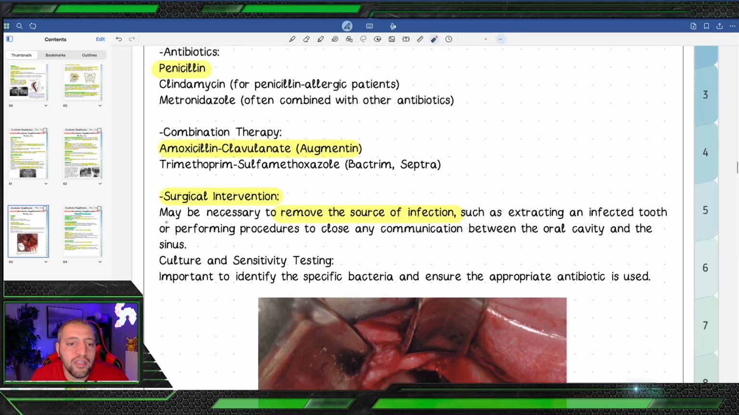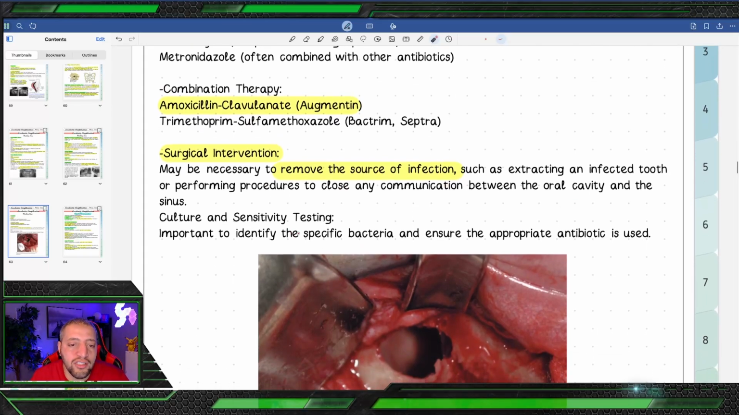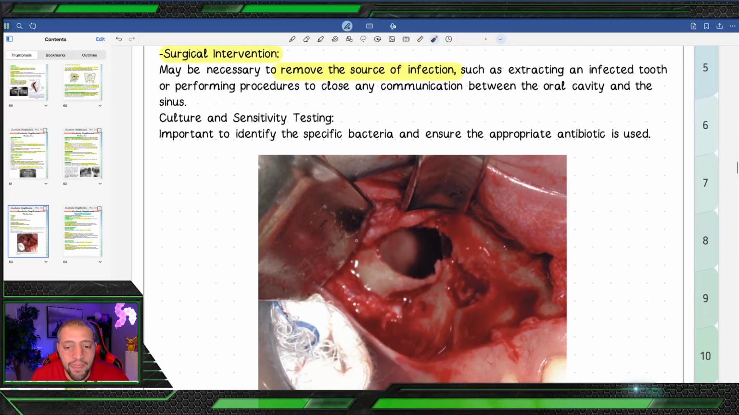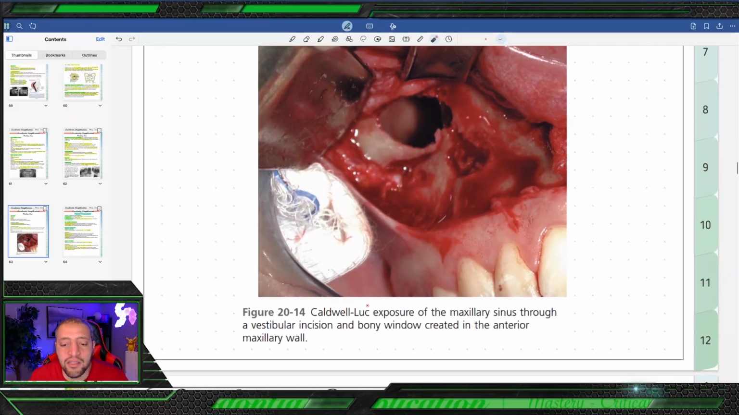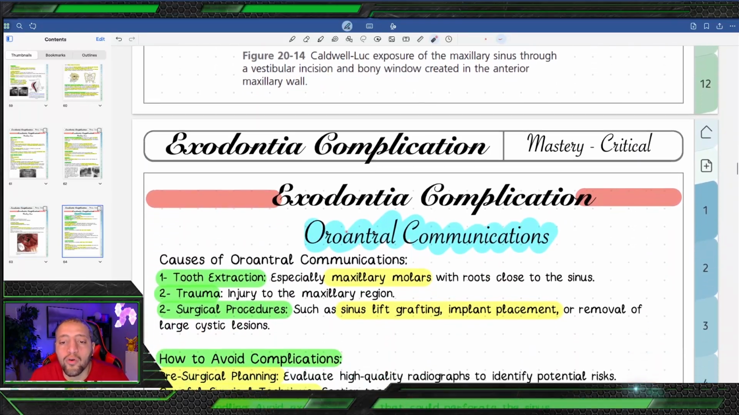Surgical intervention may be necessary to remove the source of infection, such as extracting an infected tooth or performing a procedure to close any communication between the oral cavity and the sinus. And then we can do culture and sensitivity to pick which antibiotic to give for such a condition. So this is the surgical technique we are going to use to get rid of any foreign material inside the maxillary sinus. Okay, how about oro-antral communication?